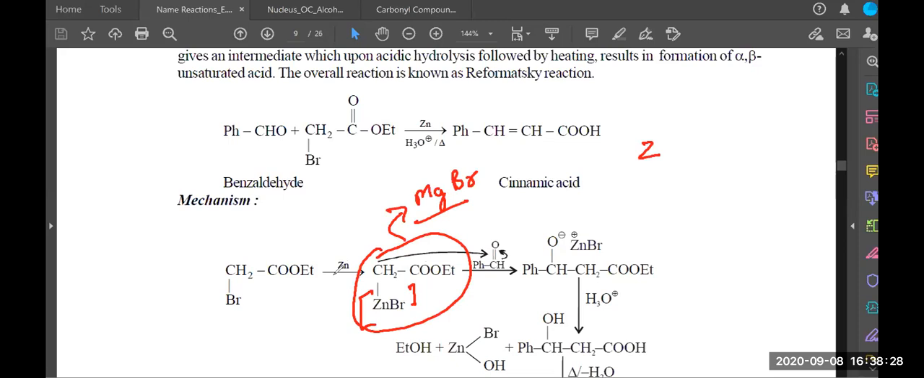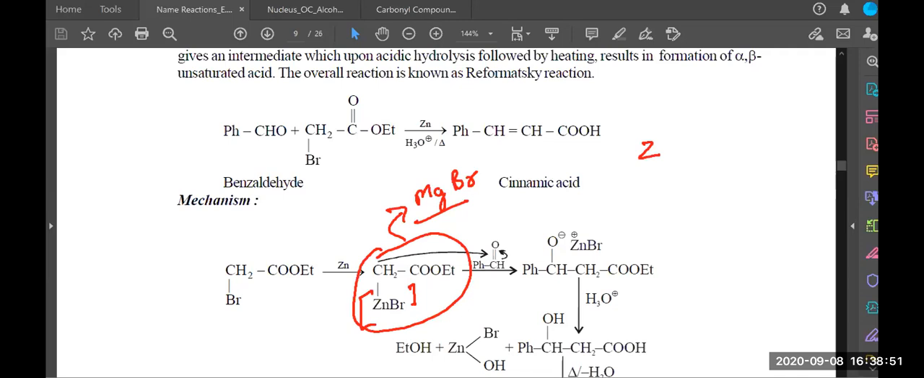Instead of Zn, I can take Mg also. Can I? Because it is just acting as a Grignard reagent. It is just acting as a Grignard reagent because a Grignard reagent gives me a carbanion. As simple as that, right? And I need a carbanion because I need a nucleophile. Got it, everyone? Tell me, got it?